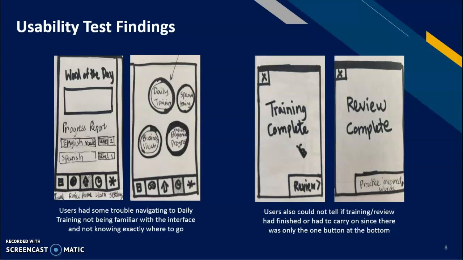even though it said right there, but since there was only one button in the bottom, they felt obliged to click it and then go ahead and go review everything, although there was a cancel button on top, but most of the users pressed the review or the practice incorrect words button on the bottom.